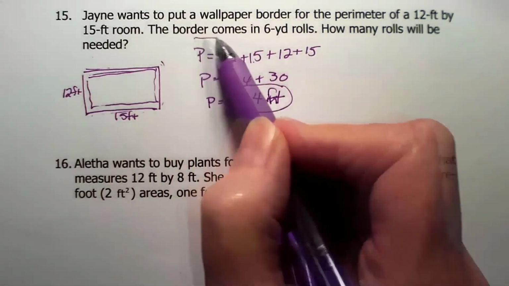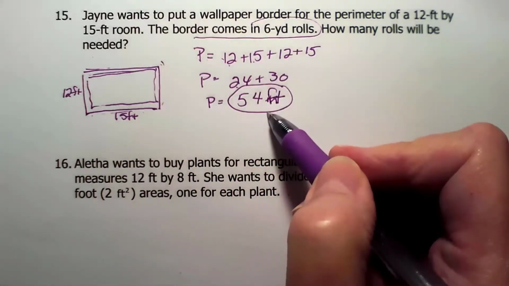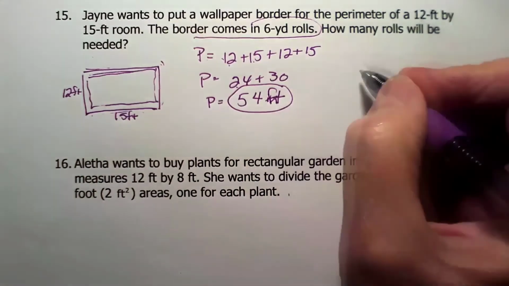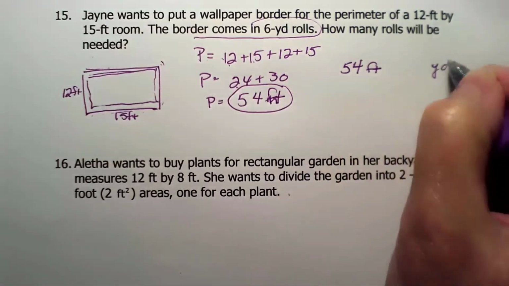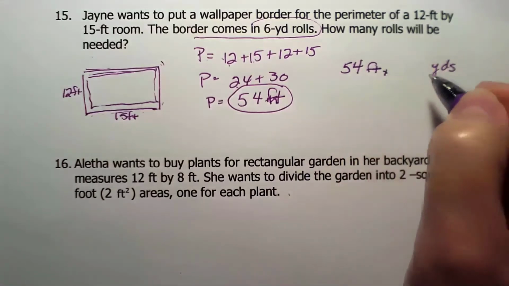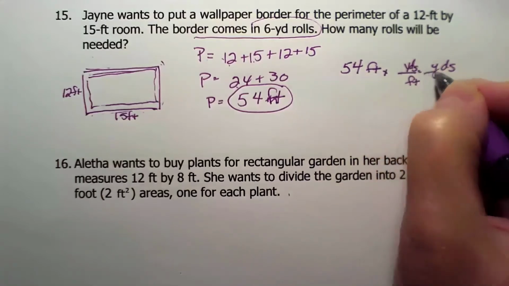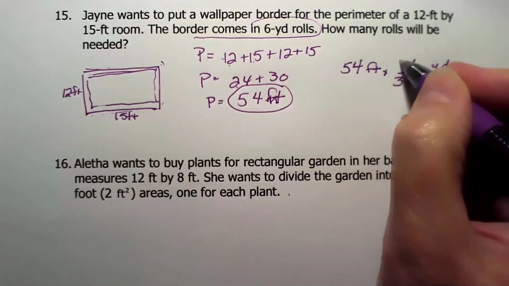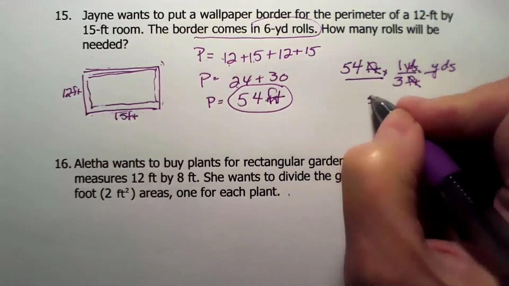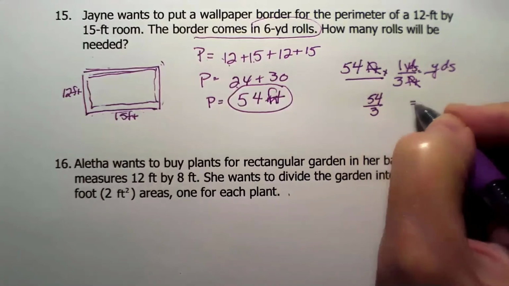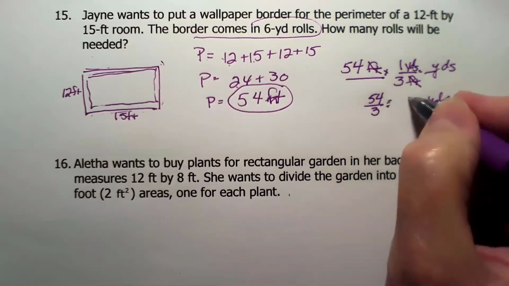However, the border comes in 6-yard rolls. I've got feet, not yards. So how do I convert feet to yards? I have to go back to the previous section. If I have feet and I want to end up with yards, I can multiply by a conversion factor that has feet on the bottom, yards on the top. There's 3 feet in 1 yard, so I'm going to cancel out feet. I'm going to end up doing 54 divided by 3 equals how many yards? So 54 divided by 3 is 18 yards.